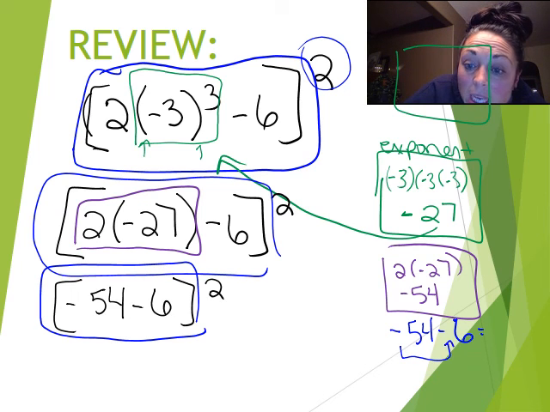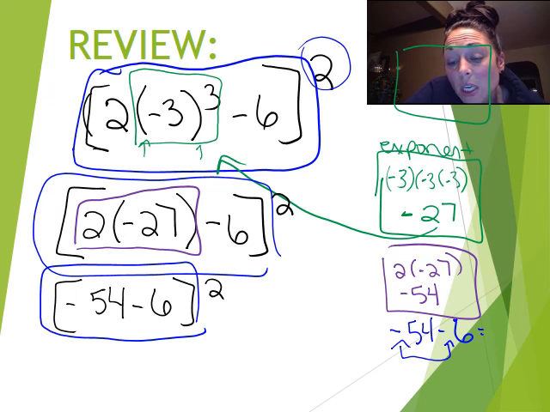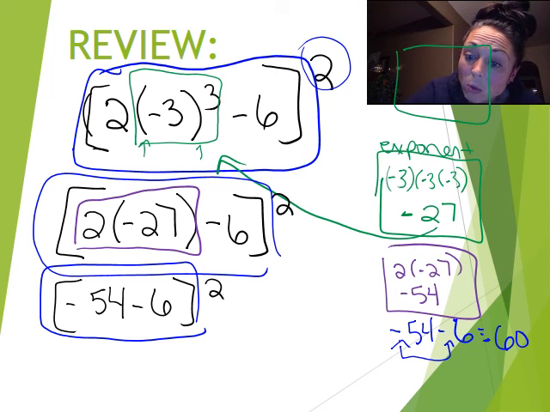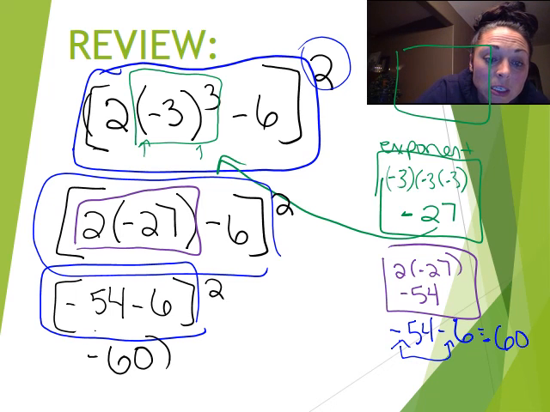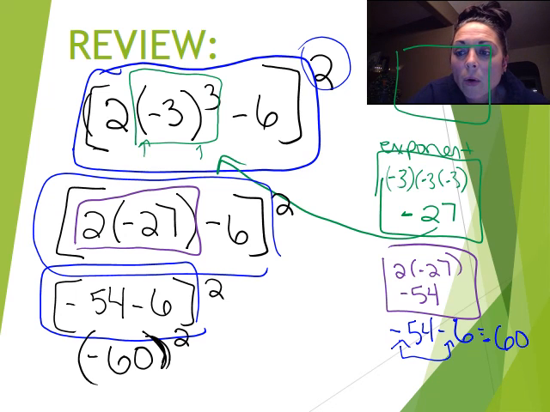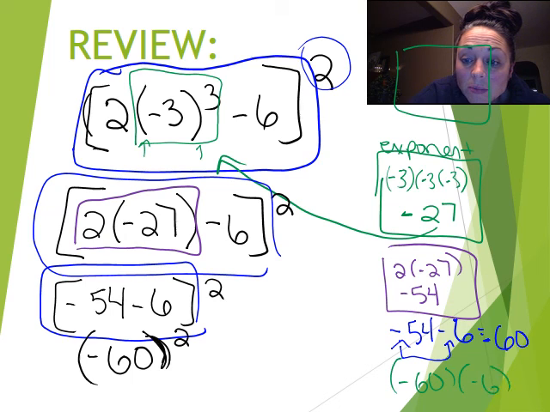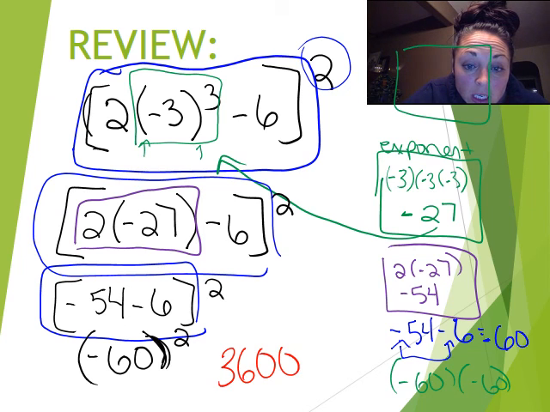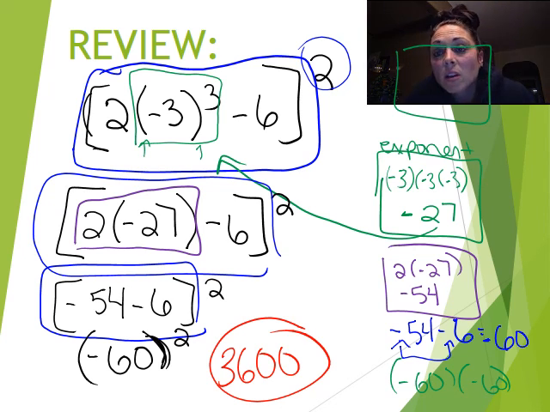Solve my brackets. So negative 54 minus 6. Remember, same signs add, different signs subtract. So they're the same signs, so I'm going to add them and keep the sign. So I'm going to get the answer of negative 60, squared. Remember, I keep the brackets. So that means, last but not least, everything in here belongs to the power of 2. So that means a negative 60 times a negative 60, and I get the answer of 3,600.